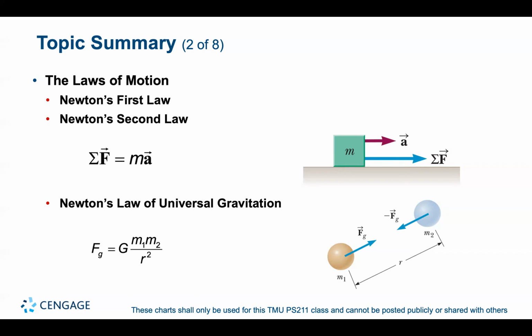Newton's second law states that the acceleration of an object is directly proportional to the net force acting on it and inversely proportional to its mass. The net force acting on an object equals the product of its mass and acceleration. So F equals ma. That's a nice equation to keep and remember. And Newton's universal law of gravitation relates the gravitational forces between two objects, which is illustrated in the figure, and the equation is given here.